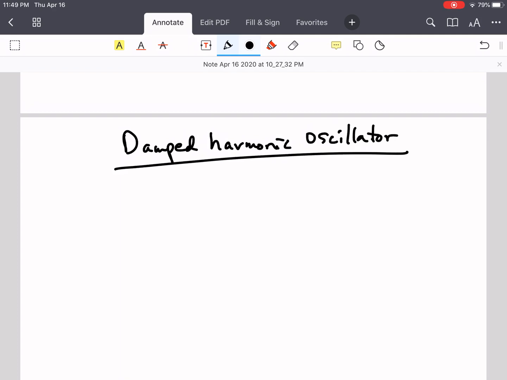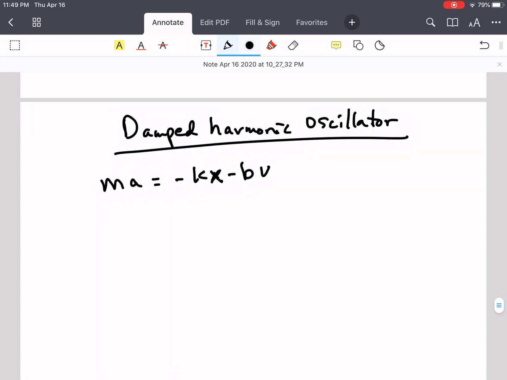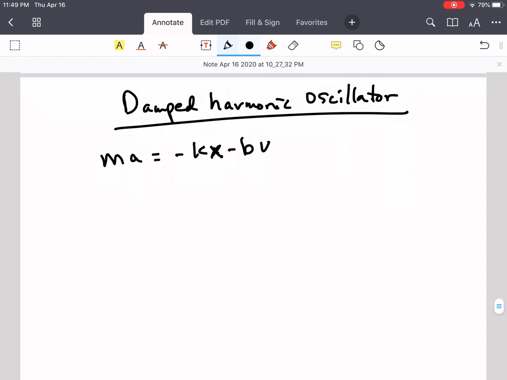And what we said is that the equation of motion for the damped harmonic oscillator is mass times acceleration is equal to negative k times x minus damping b times v. And if I want to solve this equation, this is actually a pretty standard equation that you'd want to solve in a differential equations class.